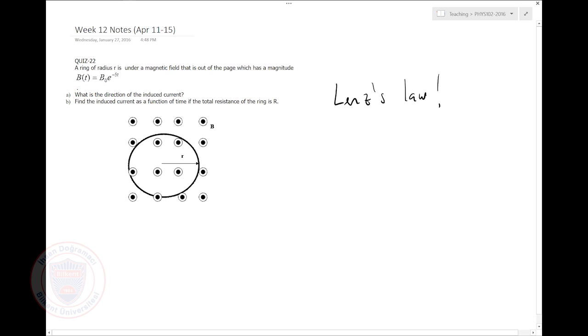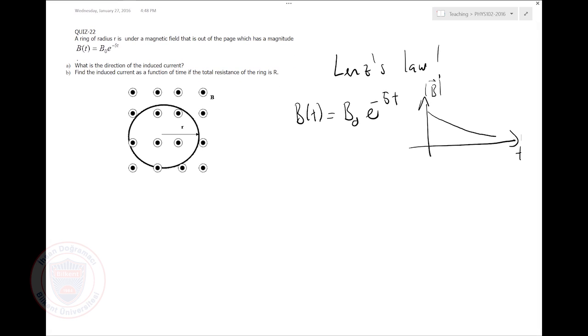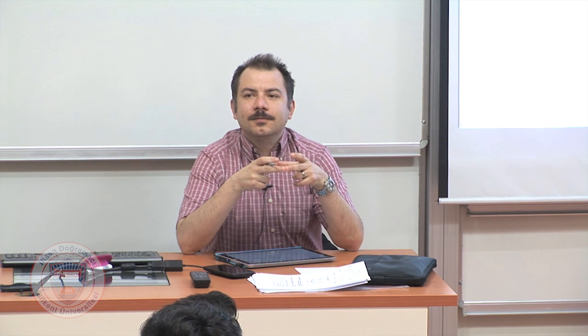Now, first we have to figure out B of t, which is B0 e to minus 5t. Is this decreasing with time or increasing with time? Clearly, the magnitude of the magnetic field is decreasing with time. Good. Then the flux through the loop, how about that? It's also decreasing with time, right? The area of the loop stays constant. So the flux is decreasing with time.